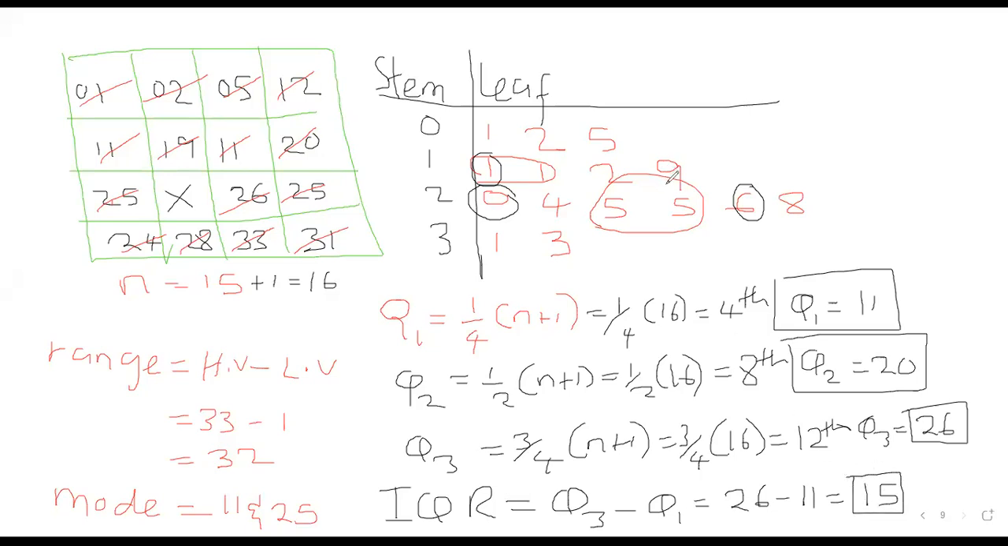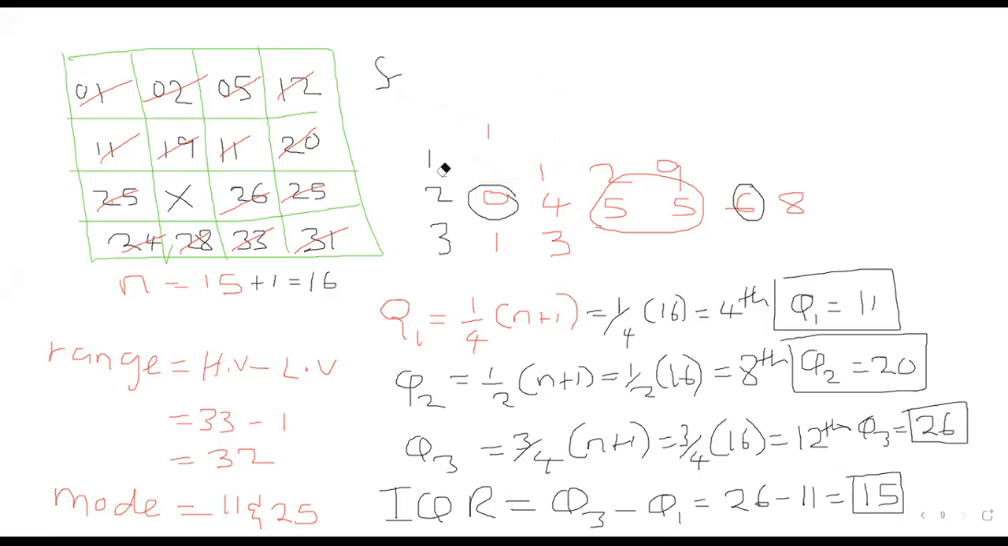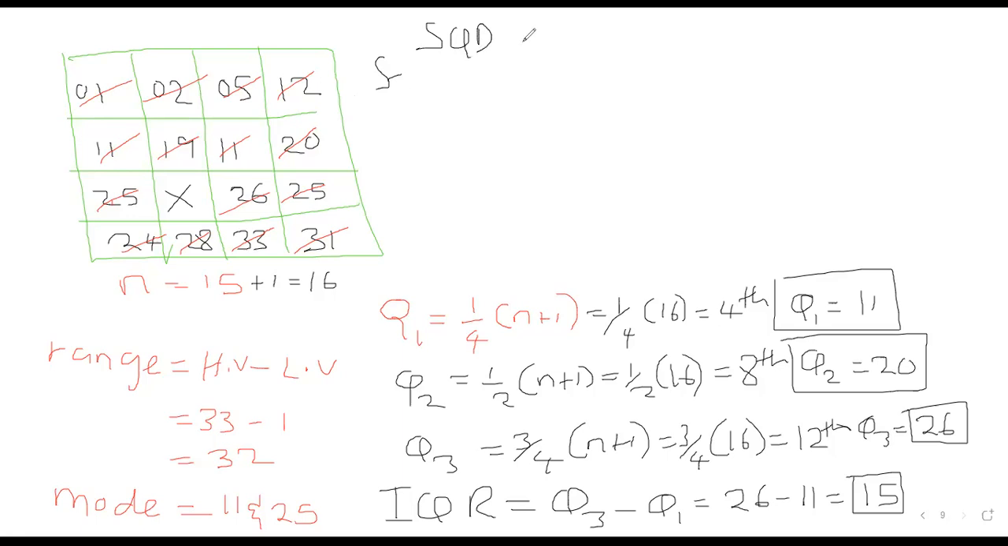All right. I have another question. There's a term called the semi-quartile deviation. How do you find the semi-quartile deviation? You divide the interquartile range by 2. Excellent. So the semi-quartile deviation is simply half of what? The interquartile range. So half of 15 is what? 7.5.